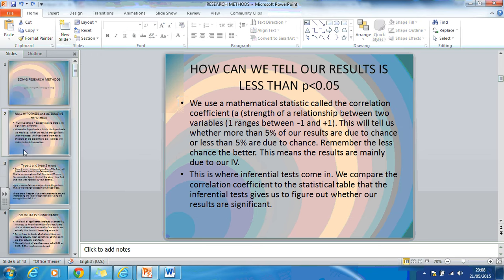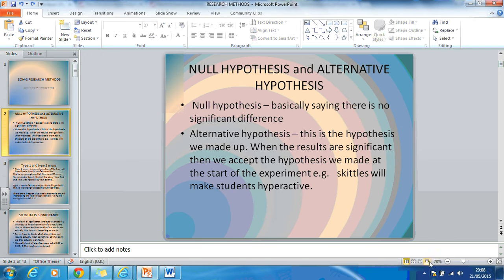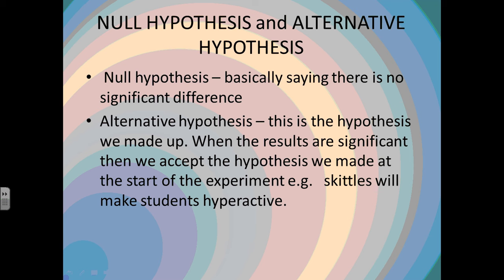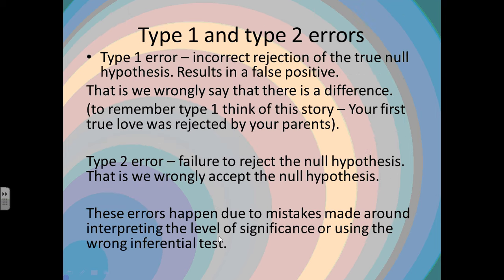Okay, research methods. Now, we do know what the null hypothesis is. Basically, it's saying there is no statistical significance, so there's no difference statistically between the IV and the DV. It hasn't been found that it's actually relevant. The alternative hypothesis is the one that says no, there is a difference. It's the one we've set out at the start of our experiment, saying that the IV would have an impact on the DV. So there's one hypothesis saying there's no difference, and the other saying no, there is.